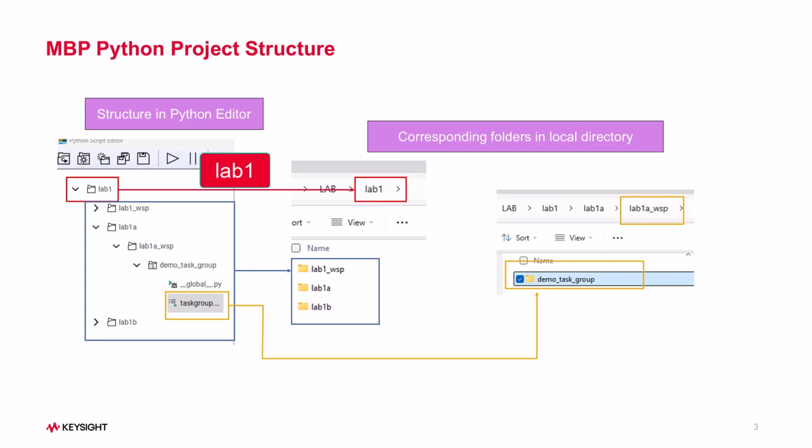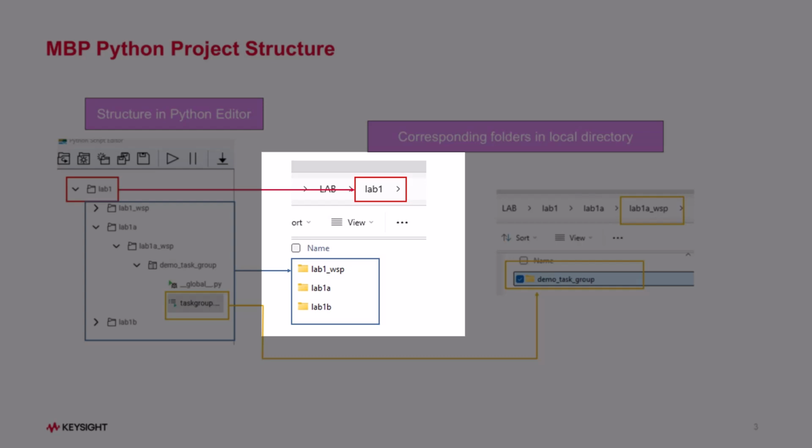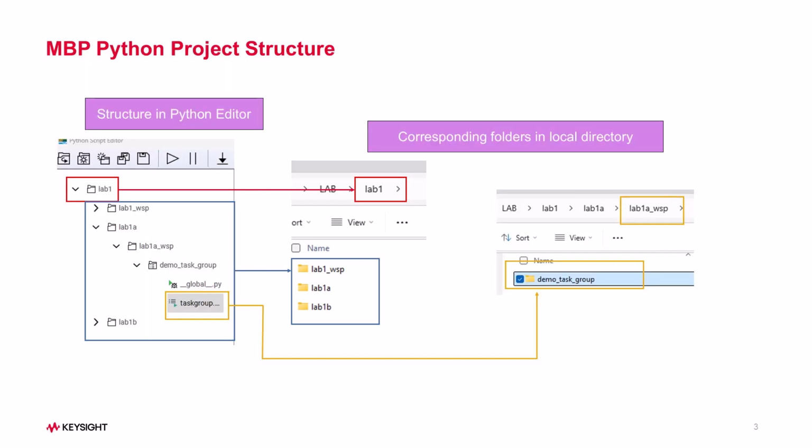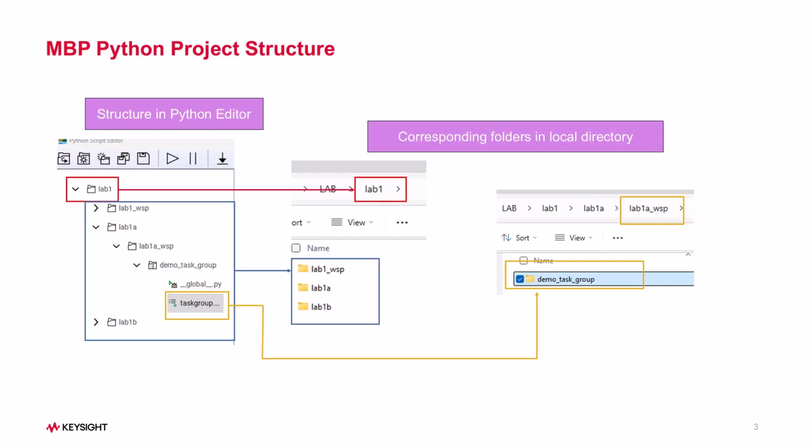At the top level is a Python project named Lab1, which includes three subprojects, Lab1 WSP, Lab1A, and Lab1B. In your directory folder, you will see these three subprojects folders under the Lab1 project folder. Within each subproject, you can create multiple task groups, such as demo task group.